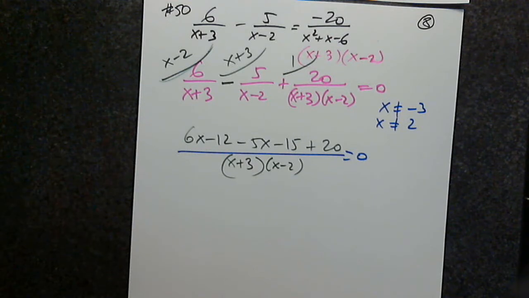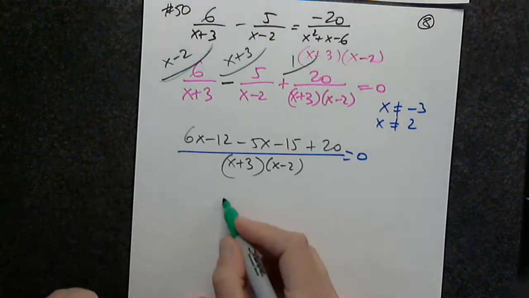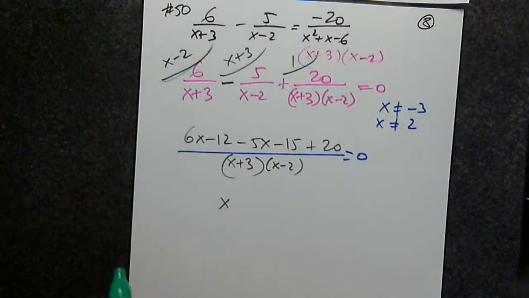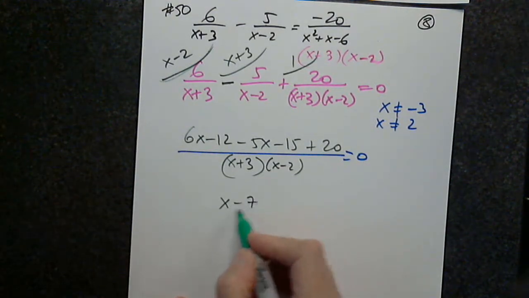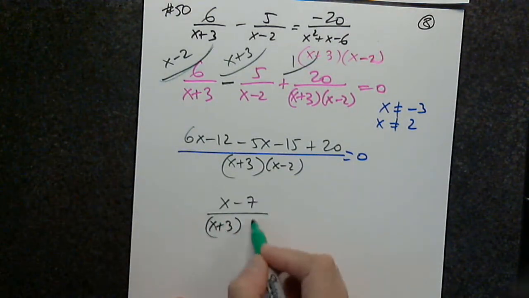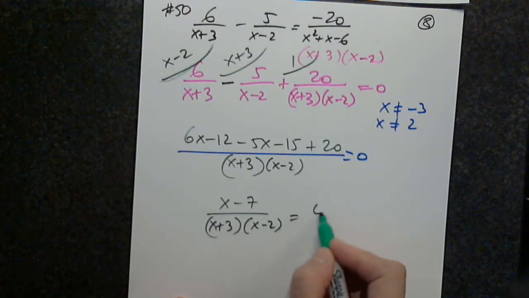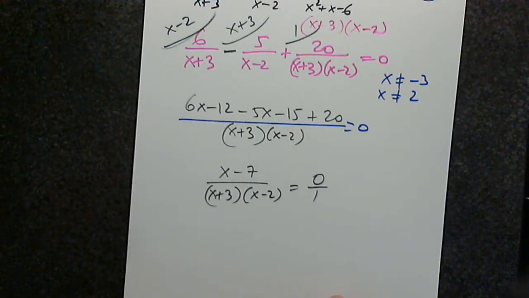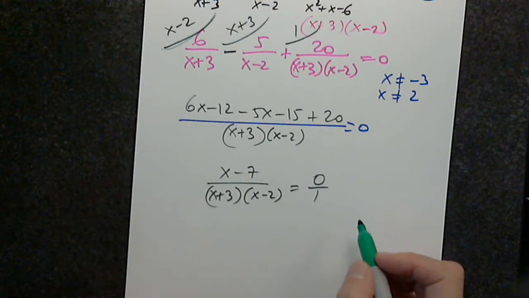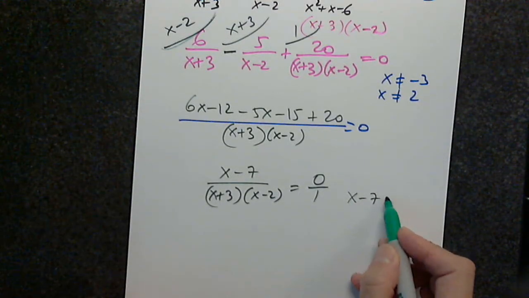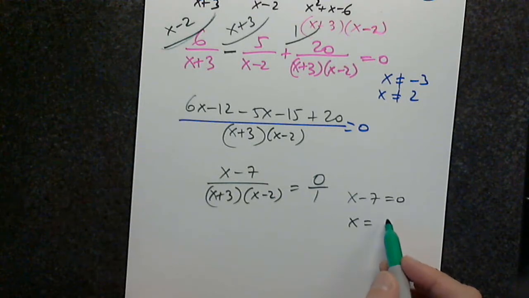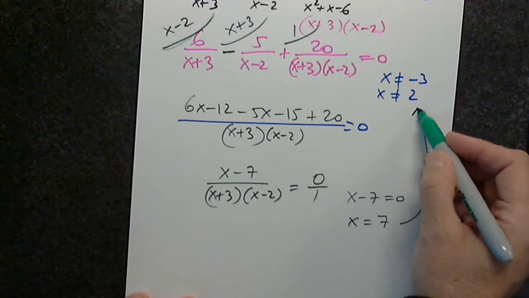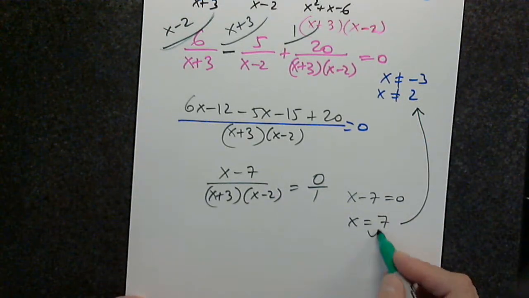Can we combine like terms? Okay. X minus 7 over x plus 3, x minus 2, 0 over 1. So let's cross multiply. And what do we get? X minus 7 equals 0. Which means x equals? Good. Is this among the restrictions? Okay, so we'll say yes.